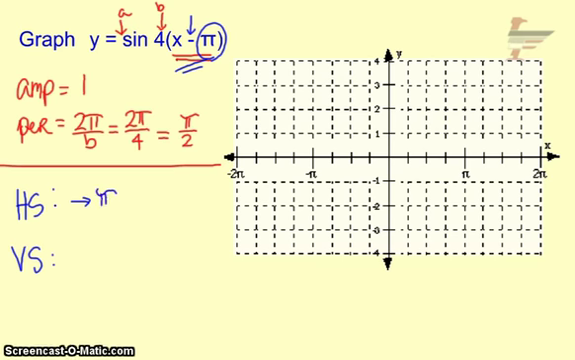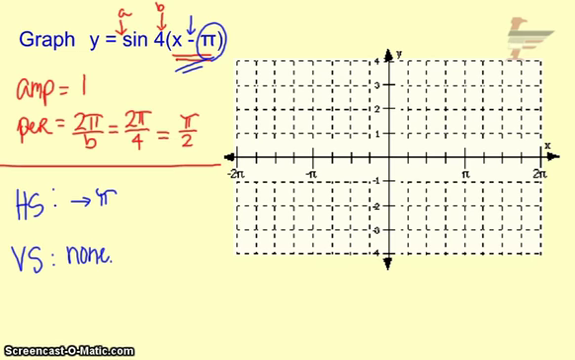Vertical shifting, you want to look for a plus or minus on the end or in the beginning. For example, if you had a +2 or a -3 on the end, or at the beginning, then you would have a vertical shift. In this case, though, we don't have that happening in our equation, so no vertical shift. We're ready to start graphing our equation.